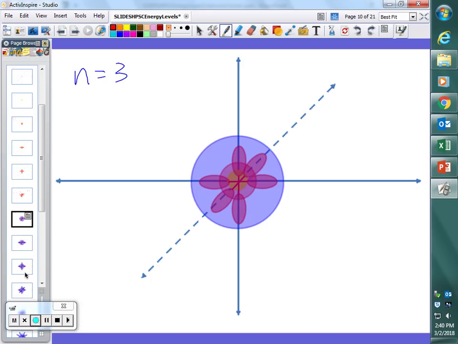This one, what shape is it? Spherical. It's an s orbital. It's an s orbital in the third energy level. But because it's an s orbital, L is equal to 0. Okay?